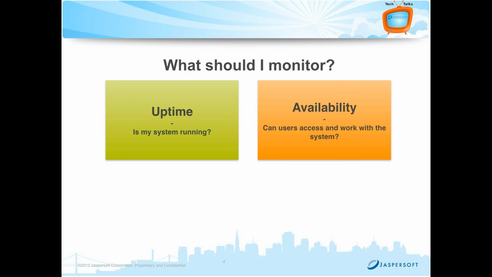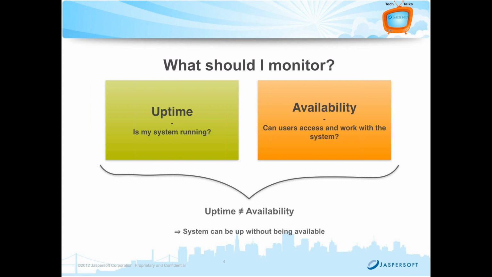Another thing, closely related to that, is availability. Can users access and work with the system? Now, you might think that these two things are the same, and they are often used interchangeably, but they are actually slightly different. A system can be up without being available. If you only measure uptime, you measure if your system is up, if the hardware, the middleware, and the software are up. If you measure availability, you actually measure if your users can access the system.